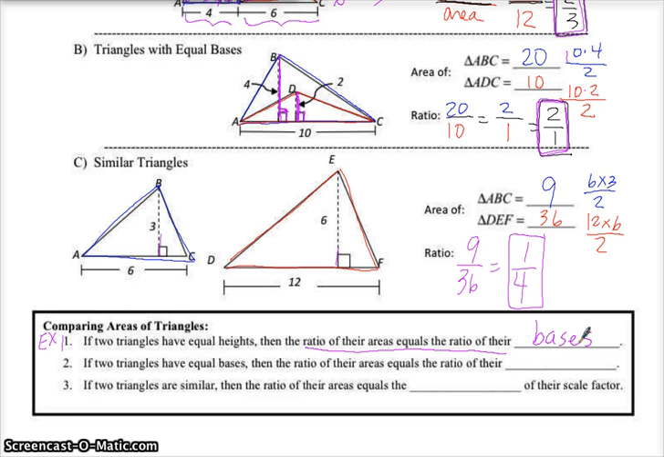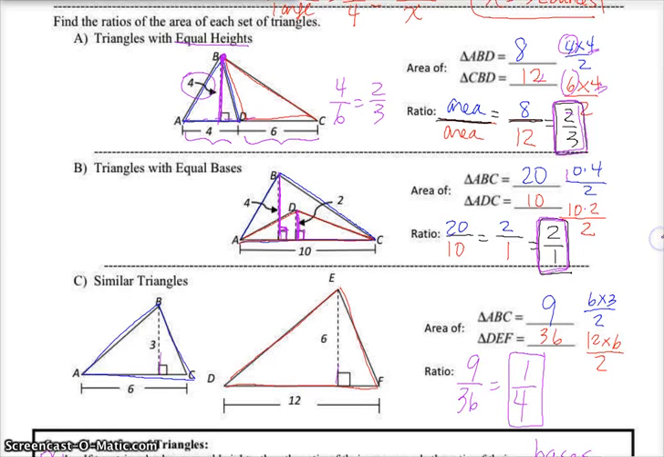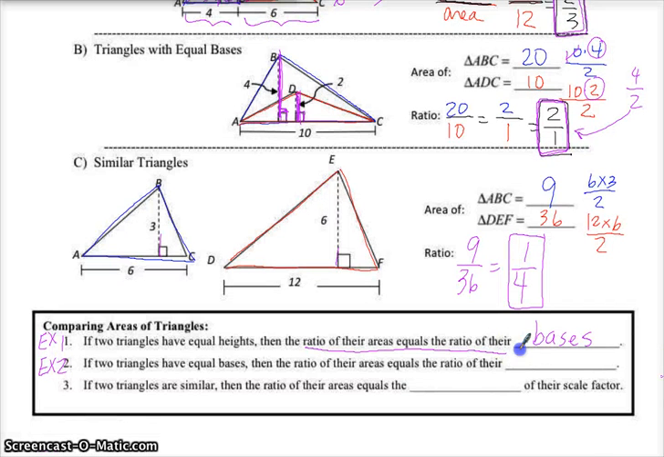If two triangles have equal bases, so this is example 2, then the ratio of their areas equals the ratio of, well, what do you think that's going to be? They both had a base of 10, so in this formula you can see they both have a base of 10. Now we have their heights, which are a 4 to 2 relationship, and reduce that, and you get the same ratio as their areas, which is a 2 to 1 ratio. So if they have the same base, then the ratio of their areas equals the ratio of their heights.